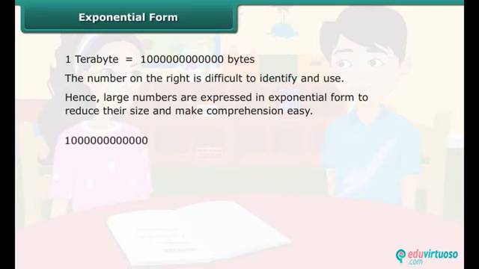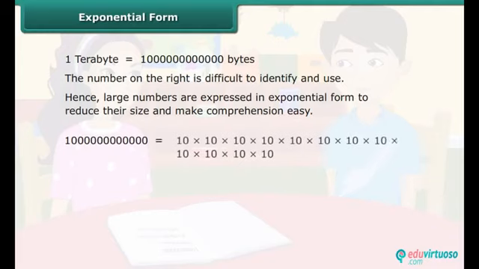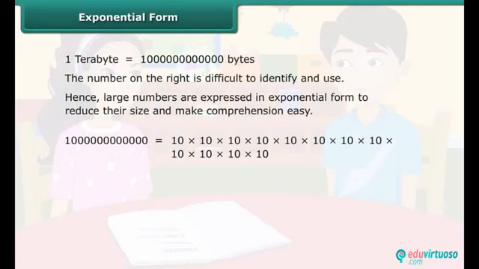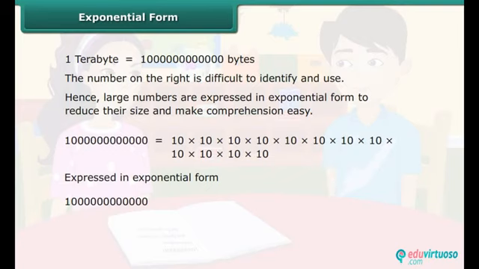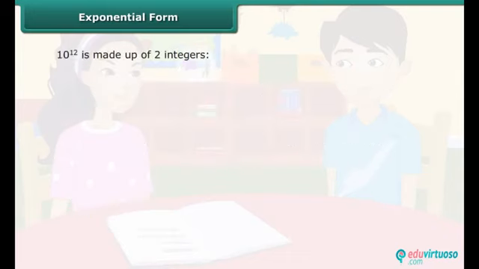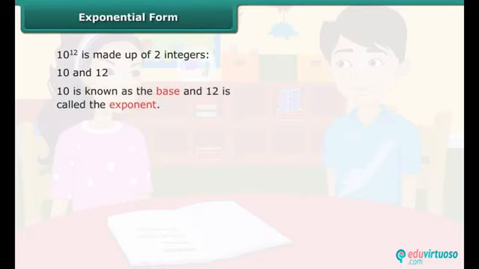1 0 0 0 0 0 0 0 0 0 0 0 0 is nothing but 10 multiplied 12 times. We use this knowledge and express it in exponential form as 10 raised to the power 12. Therefore, as rightly pointed out by Dhruv, 1 terabyte may be expressed as equivalent to 10 raised to the power 12 bytes. 10 raised to the power 12 is made up of two integers, 10 and 12. 10 is known as the base, and 12 is called the exponent.